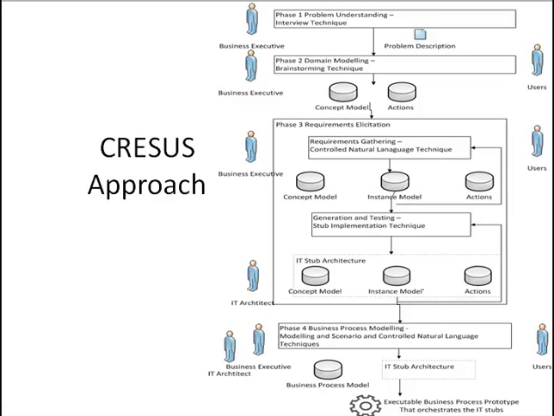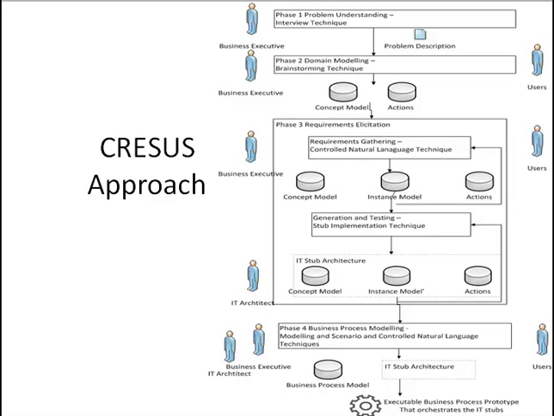The fourth phase, business process modeling, incorporates modeling a scenario through controlled natural language. All stakeholders are active in this phase. This phase combines the business executive and user's view of the process with the IT architect's view of the stub implementations. The web services are mapped to pools in the business process model. A scenario is created that incorporates intelligence through tasks and sequencing of the process activities.